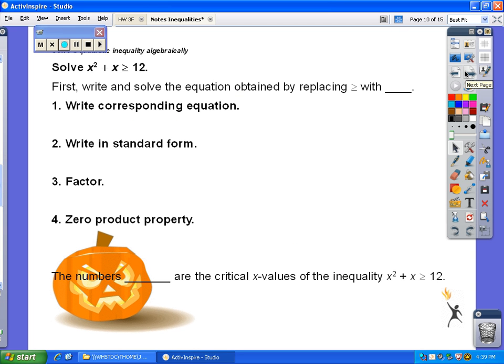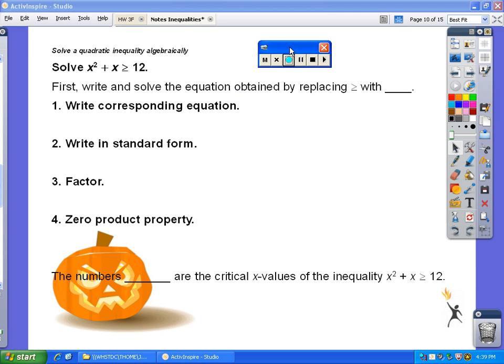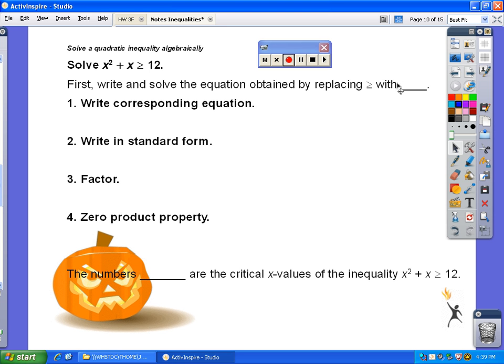Okay, let's solve. Here's a different type of problem. Notice there's no y value here. So the previous questions had a y, so we were doing it on the coordinate plane. Here we're going to solve a quadratic algebraically. These are the steps you're going to follow every single time. So you need to memorize these steps. First thing we're going to do, we're going to rewrite this greater than or equal to using an equals.